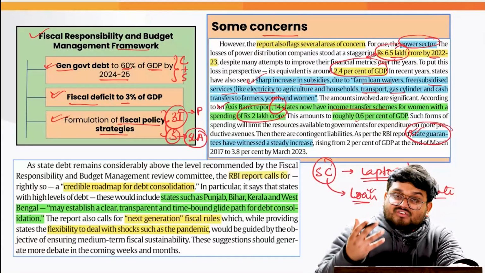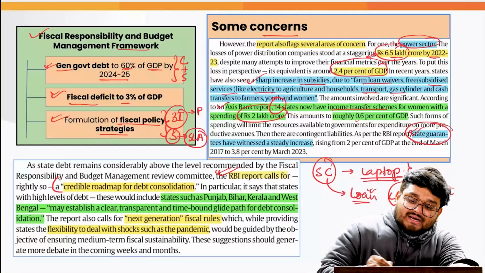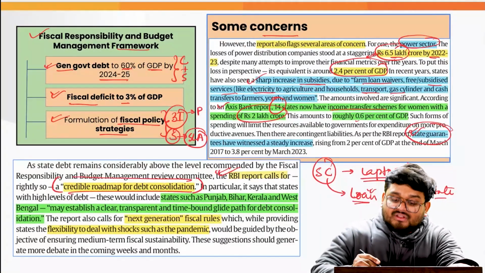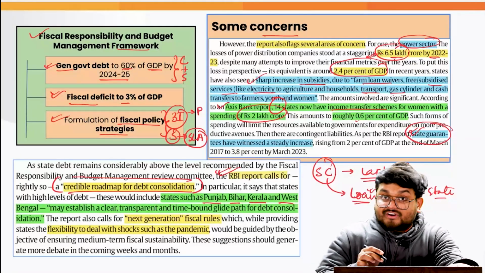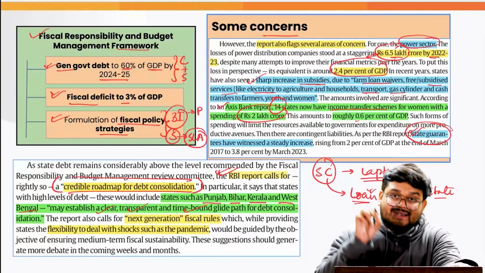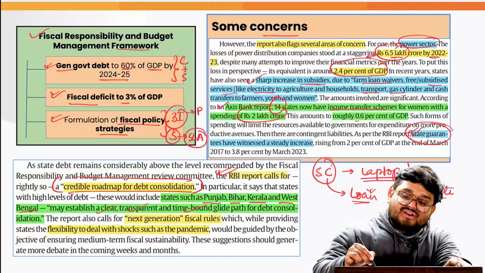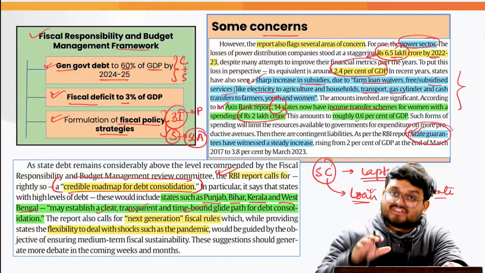So this is where we have to understand that RBI is calling for a credible roadmap for debt consolidation for the state governments. Especially the Punjab, Bihar, Kerala and West Bengal state governments must establish a clear, transparent and time-bound path for debt consolidation, because these free services and all of these things are mostly in these particular states.